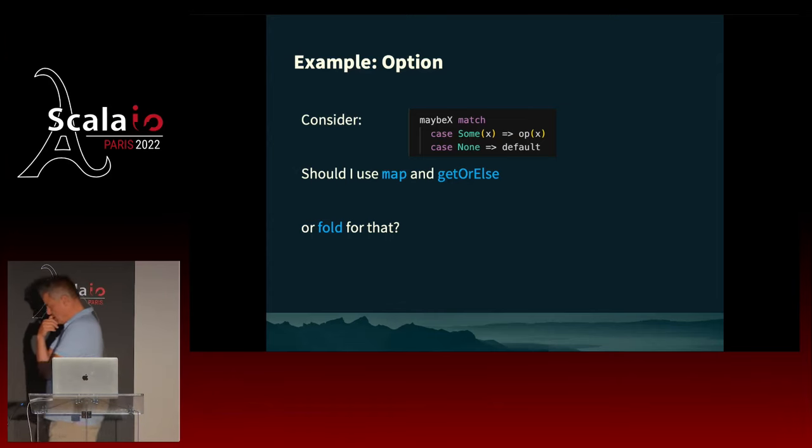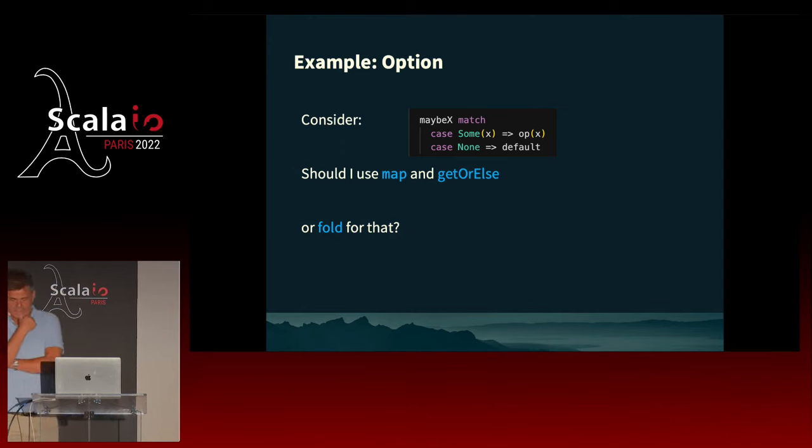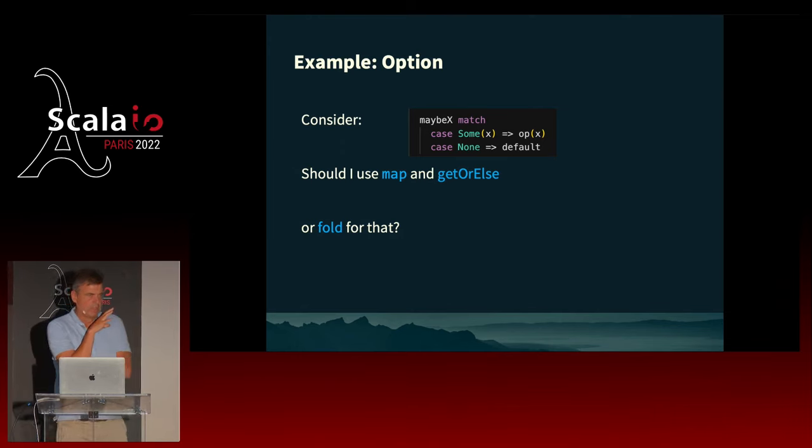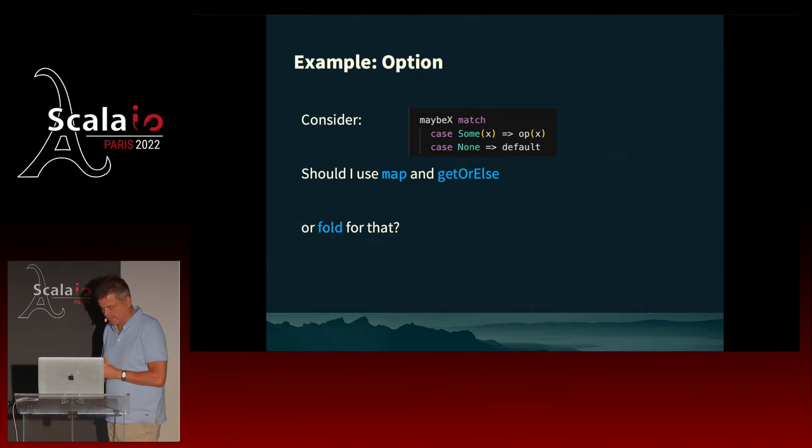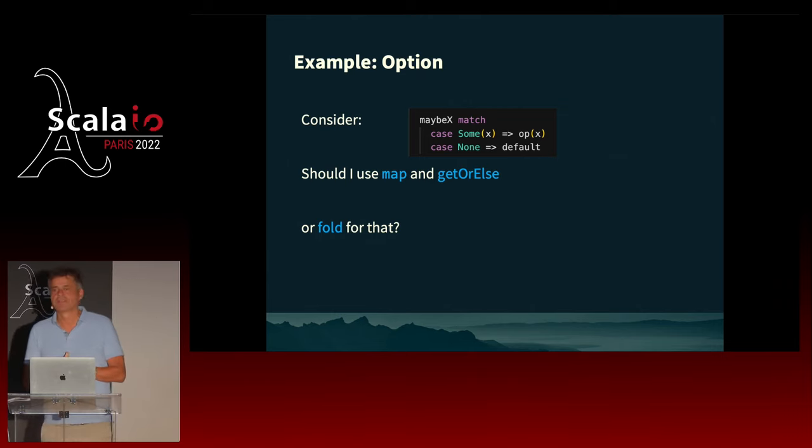So the third thing that I believe happens also, and which is detrimental, is essentially to push things too much into sort of DSLs in libraries. A question I got at Scala Matsuri, I think it was 2016 probably, was about what I should use for option.